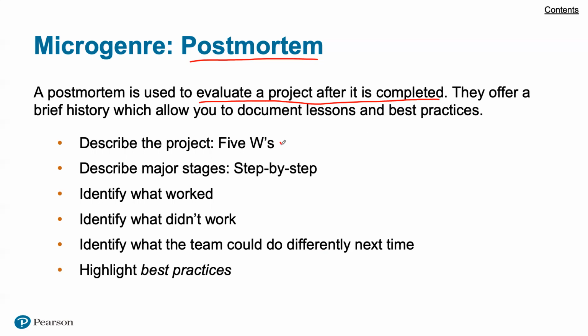So you can describe what were the specific 5 W's and how for this type of project. You can describe the major stages, step by step, identify what worked, identify what didn't work. Both of these are very important. So here you want to be doing again what worked, but also you want to avoid what didn't work. You identify what the team could do differently next time. So here we're getting into lessons learned, and highlight what are the best practices. What do you want to be leveraging? And if there's something that needs to be changed, this is where you can start to capture that and have that justification that would be used in the future.